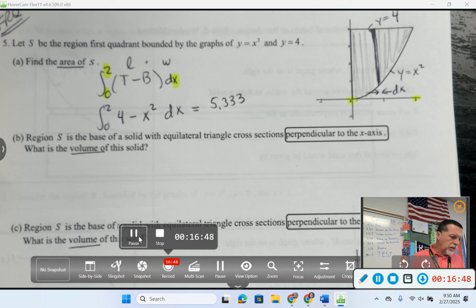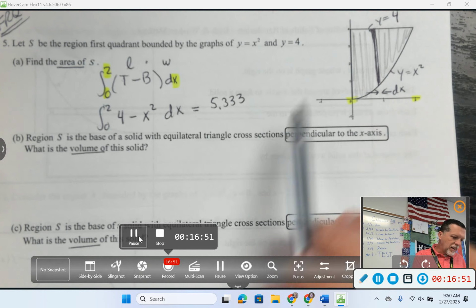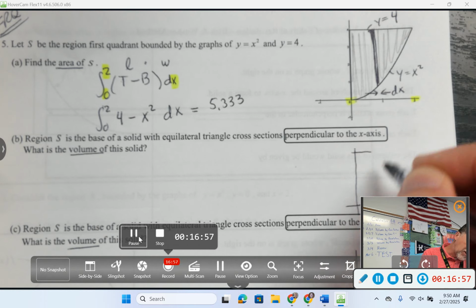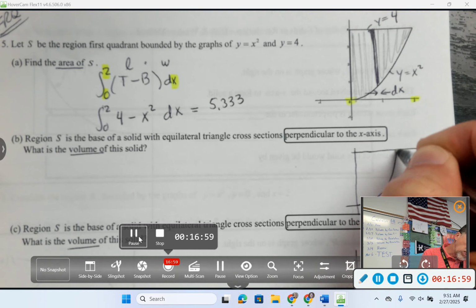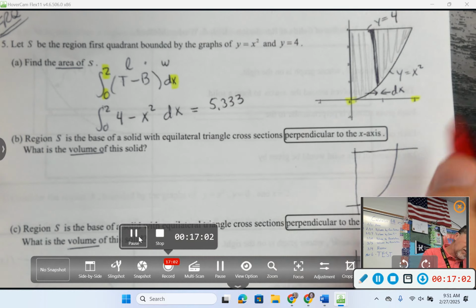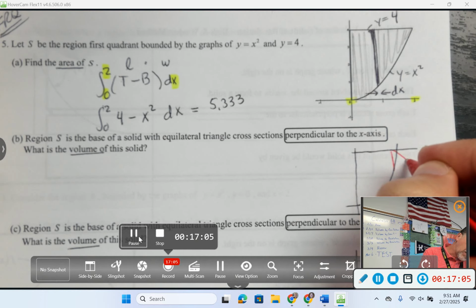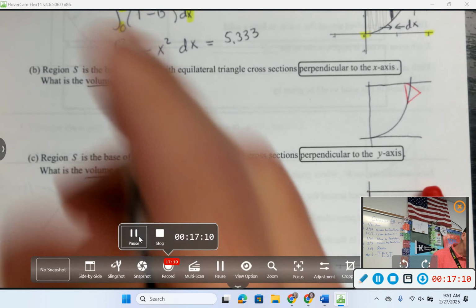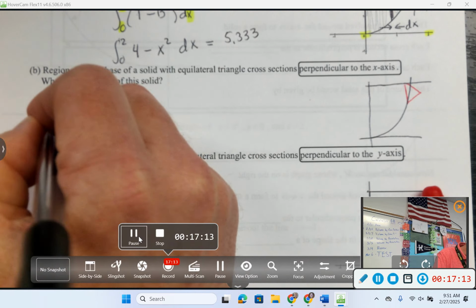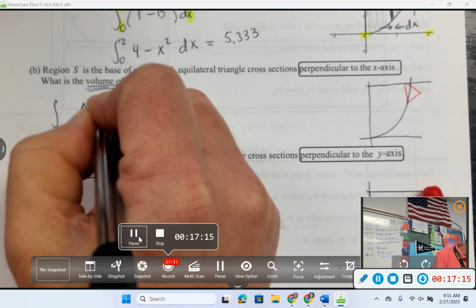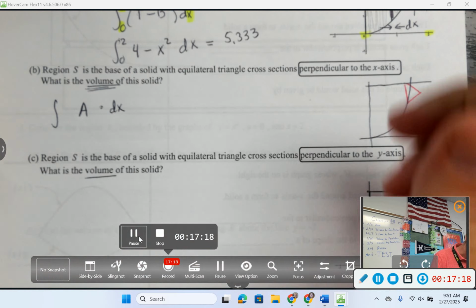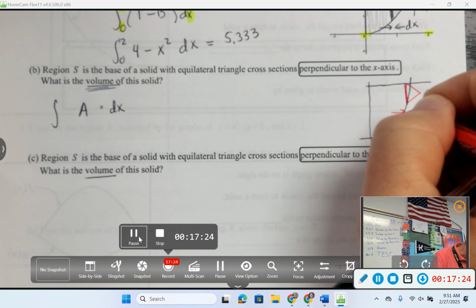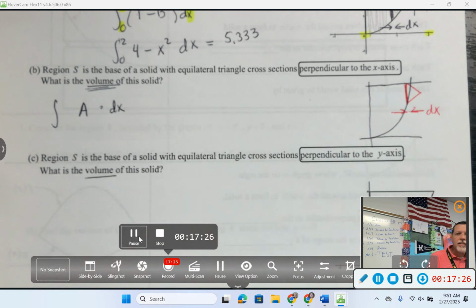Part B, region S, the base of that solid, equilateral triangles as the cross sections coming up out of the page. So that means, hard to draw, I guess, but equilateral triangles. So we want a volume. So I'm going to add up all of the area times the thickness. And each of those triangles has a thickness of dx.